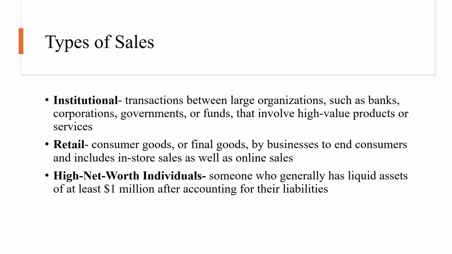The next type is retail. This includes consumer goods or final goods sold by businesses to end consumers, and includes in-store sales as well as online sales. An example of this would be supermarkets or clothing stores, stuff that we as consumers would normally buy from. And then next is high net worth individuals, which is someone who generally has liquid assets of at least $1 million after accounting for their liabilities. This would include celebrities or athletes, anybody who is a high net worth individual.